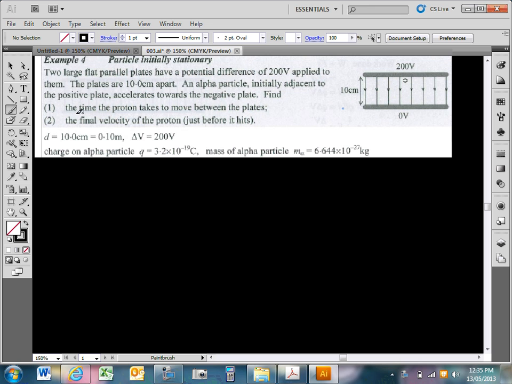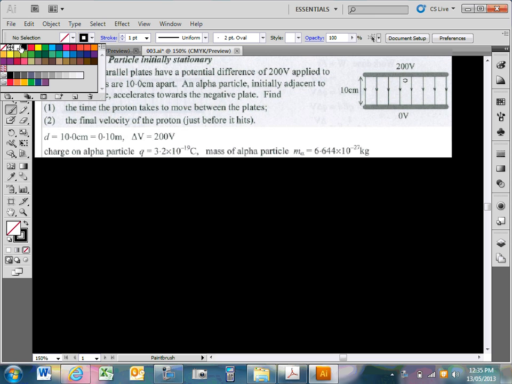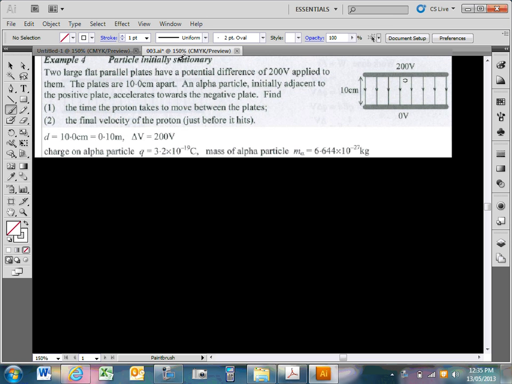In order to find the time it takes the alpha particle to move between the plates, we need to find what? Yes, we need to find the acceleration first. How do we find the acceleration?